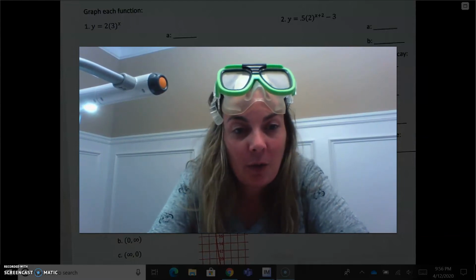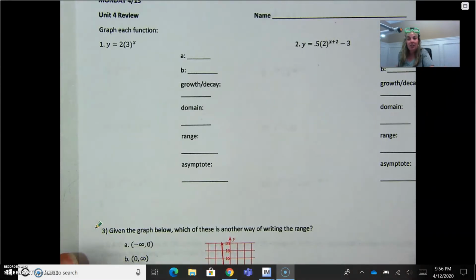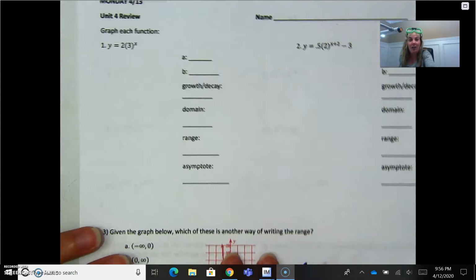Anywho, let's review what we were doing before spring break with exponential equations. Here's the sheet that you're going to be working on today and turning in on Edmodo.